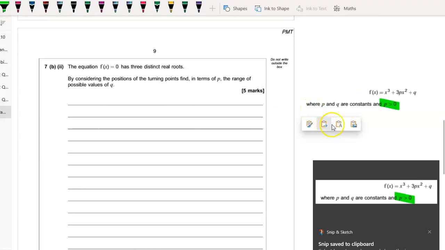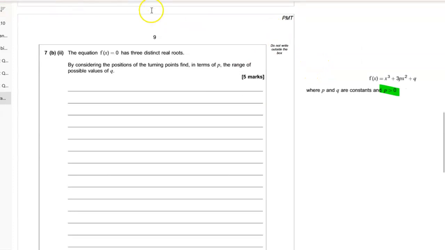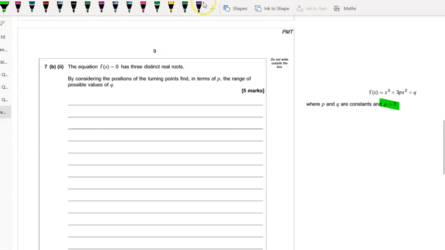Okay. Now we are told that this function here has got 3 distinct real roots, so it's going to have to be that shape we were talking about. It's going to have to be.